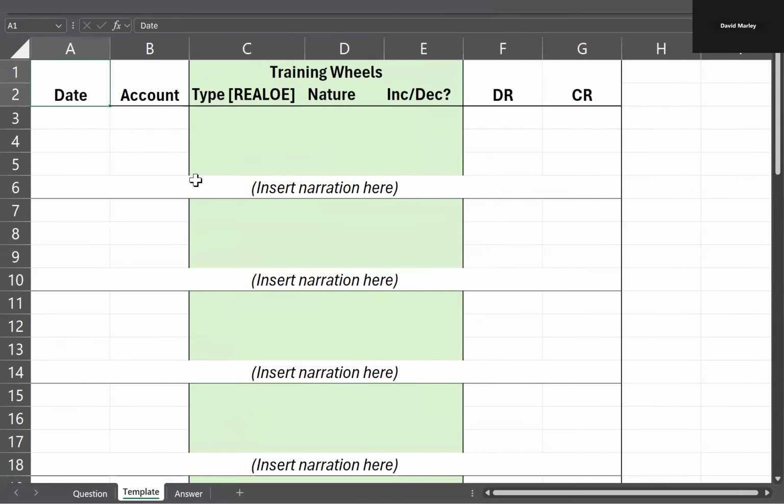Now, if you're seeing this video, the template is up on Connect in a logical place. It'll be somewhere under additional content, maybe in this week's session content or something under there. And have a go at filling this one in. I think we've got 14 journals to do, and I've given you a template that has the training wheels attached, so it'll make us think in the correct process to come up with the right debits and credits for transactions.